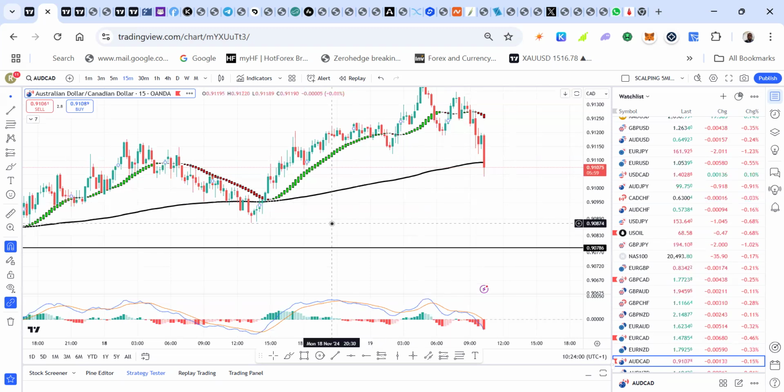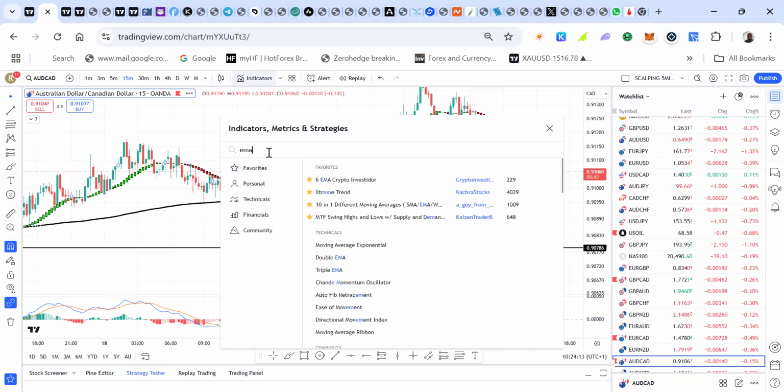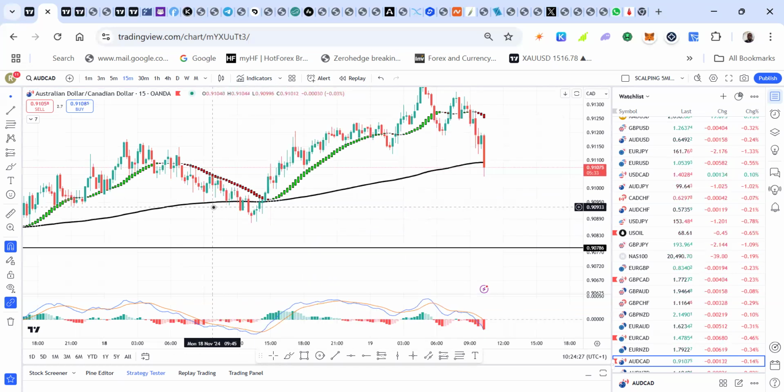Okay, so that's number one, smoothed Heikin Ashi. I believe you are watching. Then the second one will be 200 moving average. And this moving average is exponential. So you come here and you type EMA. You click on this indicator. EMA is moving average exponential. So you click on it to come to your charts. So this is it.